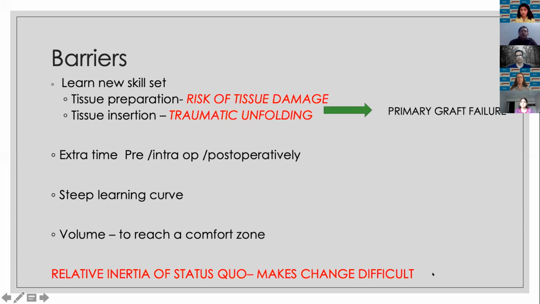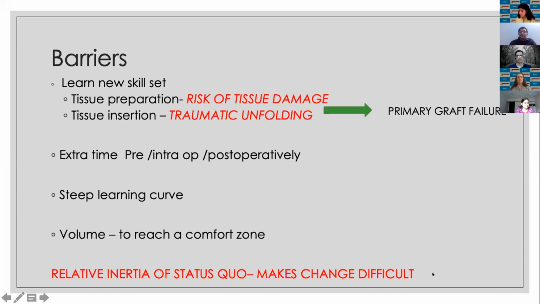So there are barriers that we need to cross. DMEC involves learning new skills. So the two main bugbears in DMEC are tissue preparation, because we are always worried that there would be tissue damage when we prepare the tissue, and the second would be tissue insertion, where we are worried that traumatic unfolding of the tissue would lead to a primary graft failure. And these are skill sets that we need to acquire. It takes extra time to learn any new surgery. Same goes for DMEC. There is a steep learning curve, and there are studies which say you might need about 50 or 100 cases before you're as comfortable doing DMEC as you would have been doing a DSEC.